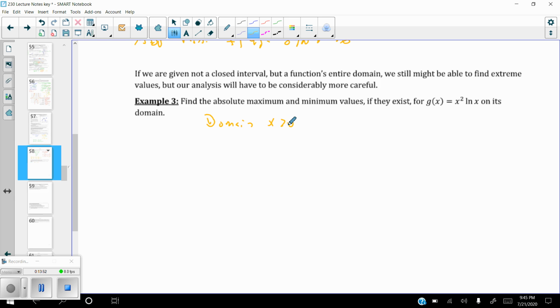So we still want to take a derivative. Let's go ahead and take a derivative, g prime of x. And let's see, that's going to end up being a product rule. So that's going to be the derivative of the first one, which is 2x, times the second one, natural log of x, plus the derivative of the second one, which is 1 over x, times the first one, which is x squared. Okay, I'm going to want to set that equal to 0 to find my critical values.